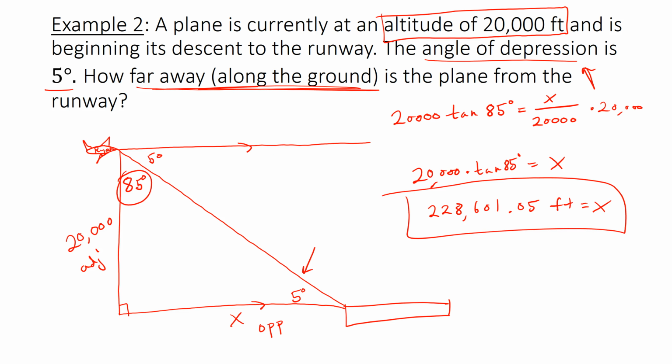And this seems like a plausible number because look how drastic this angle is. Since this angle is so drastic, really my right triangle looks something like this. This 85-degree angle is a really wide one, and so this side should be way longer than this side, which my answer is. So this is a plausible answer.